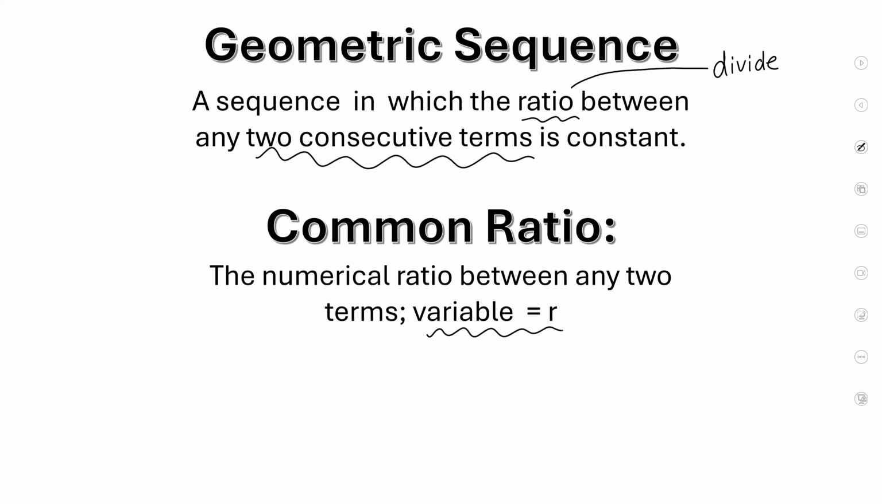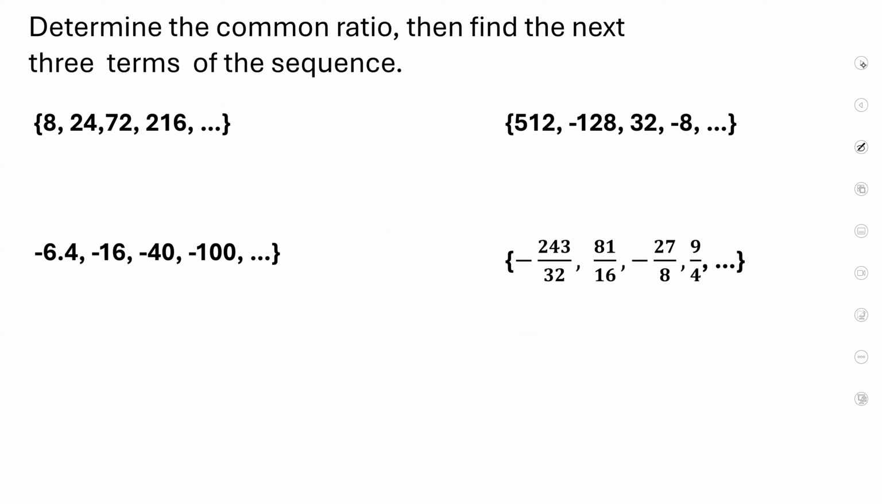Now let's use these definitions. This is a sequence. Let's figure out what the ratio is. So these are two consecutive terms. They're right next to each other. 24 over 8 is the ratio. 24 over 8 is just 3. Here are two more consecutive terms. They're right next to each other. 72 divided by 24 is also 3.